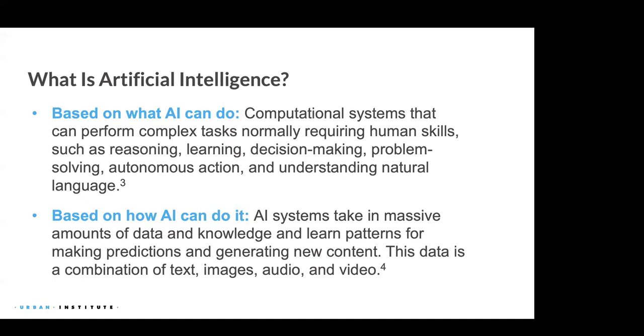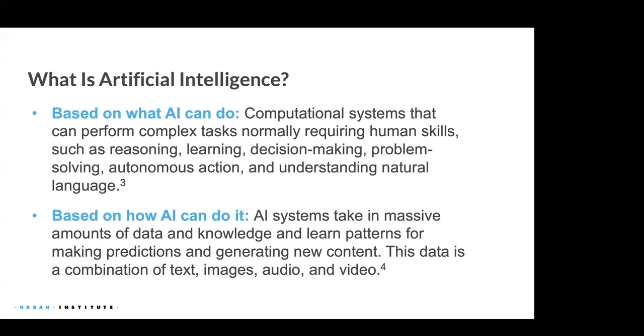So just starting with the things that AI is capable of, and granted this is a list that is evolving as the tools get more powerful, but these are a type of automated system that can perform tasks that normally require human skills. This could be things like reasoning, learning, synthesis, decision-making, taking autonomous action, or understanding human language.